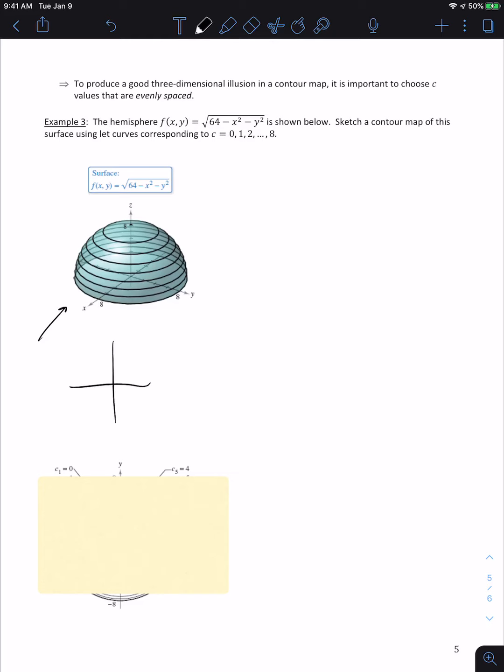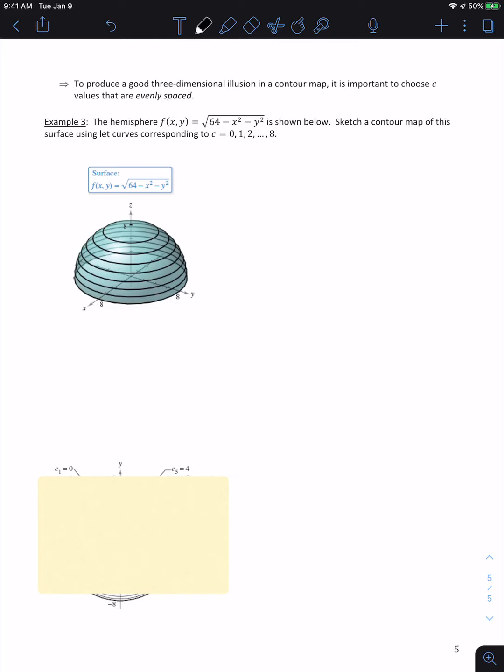So if I were just going to sketch it, really without doing any work, I know that right around the edges here, it's going to be really, really tight, and then it's going to space out a lot more as we go up the center, right? Because it's really steep right here on the edge, but up here it's not very steep, right? So I have an idea that this is what my contour map is going to look like, but let's show how we do that, right?